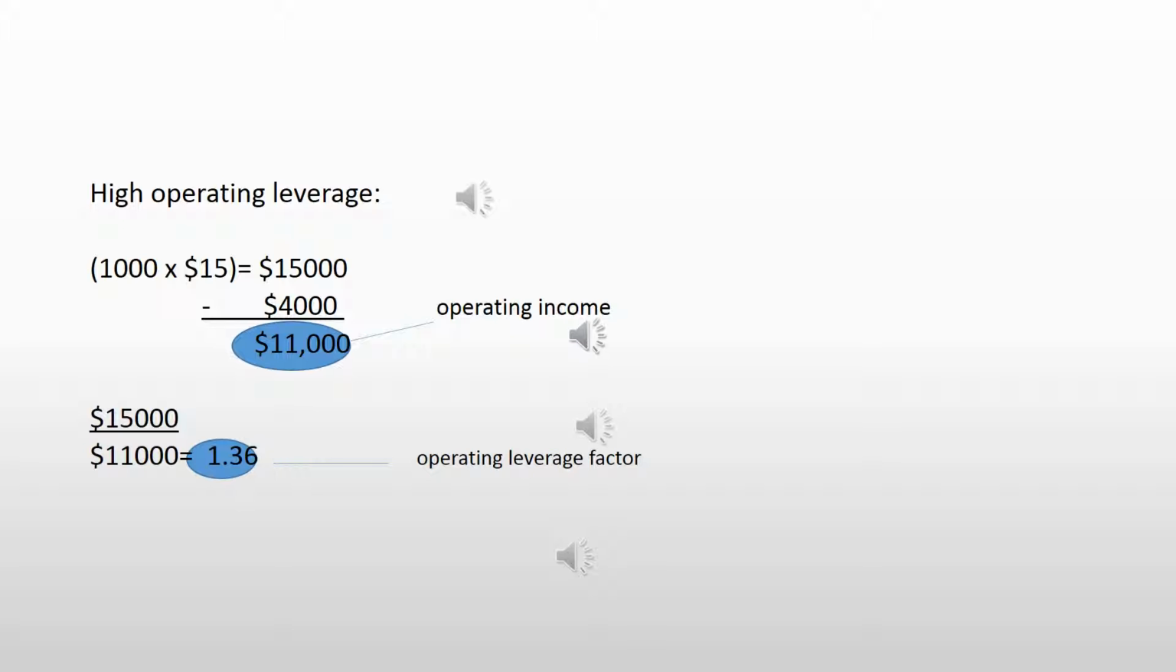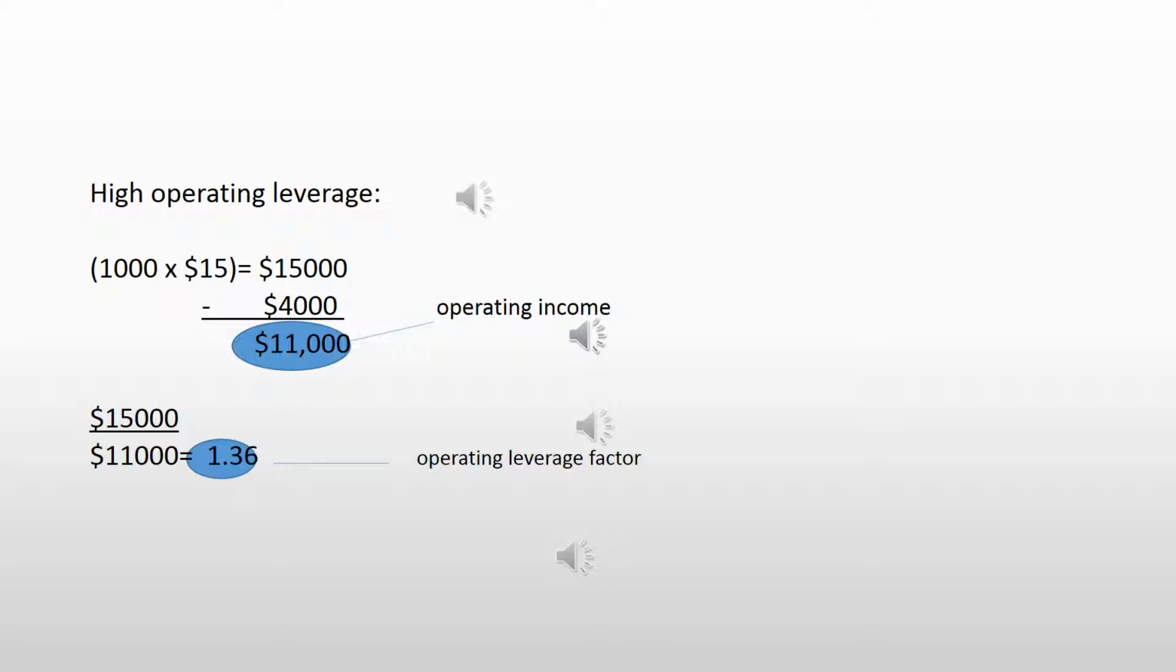So the first thing we need to do is find the operating income. Now back in our example, we had 1,000 books and we sold it for $15 per book. So our contribution margin will end up being $15,000, and then we subtract our fixed expenses of $4,000 from that, and then we end up with an operating income of $11,000. We then divide our contribution margin by our operating income, and we end up with an operating leverage factor of 1.36.